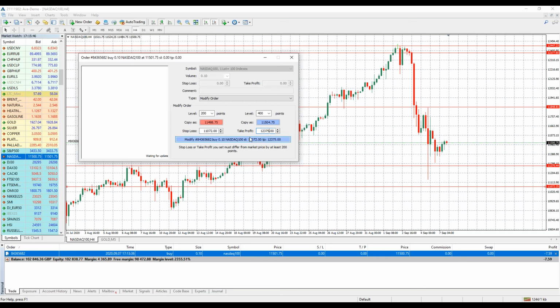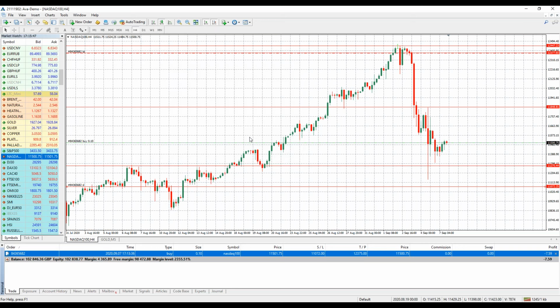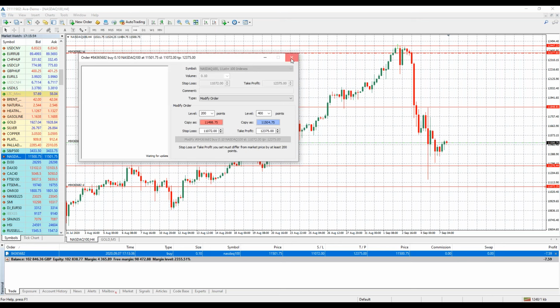12,375. Okay. All right, so now I'm in, and let me get rid of some of these lines I drew, or just slide it a little bit.